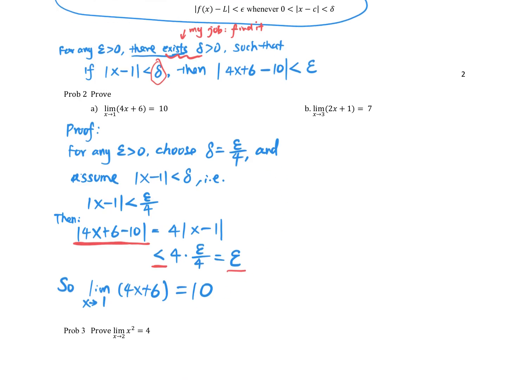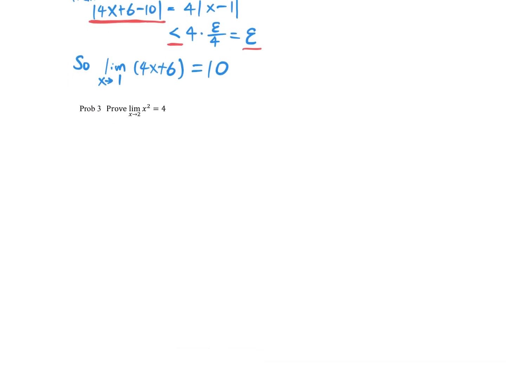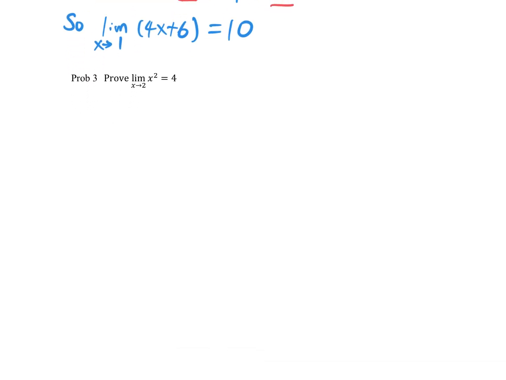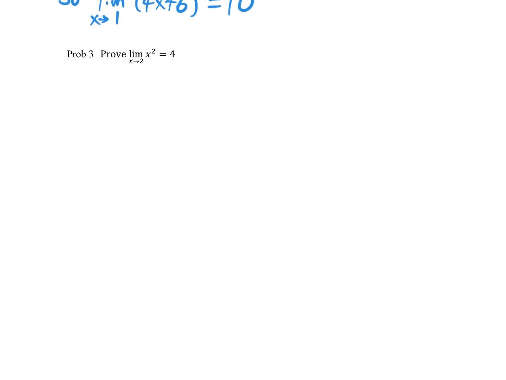I do want to show you another different problem, which is actually a little more advanced, I would say, because it's not linear. So this time, let's take a look at how we actually prove that the limit of x squared when x is approaching 2 is 4. Okay.